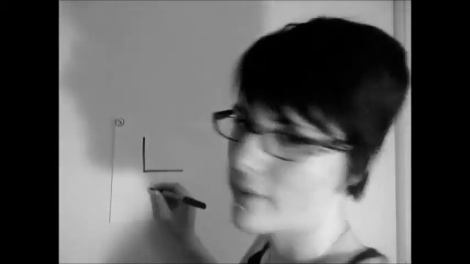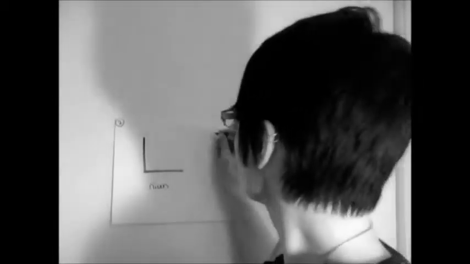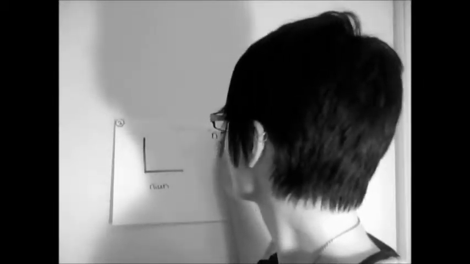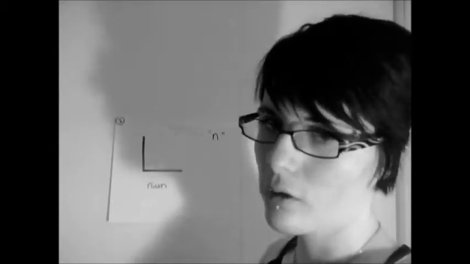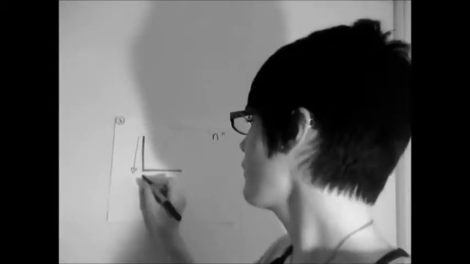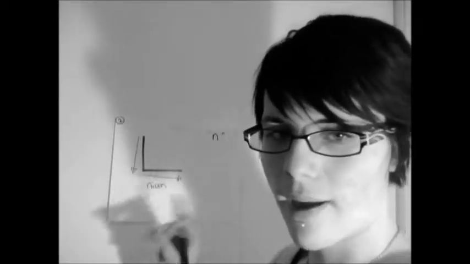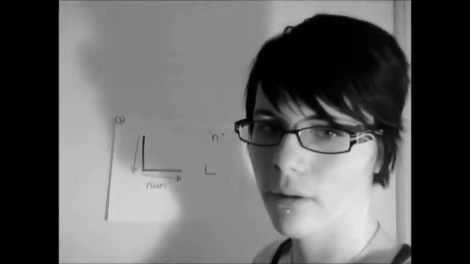Okay, so the second letter is Nieun. In Romanization, you spell it like this. Nieun says N. So the way you write Nieun is down and then to the right. So it's kind of like a squished L. Like that. Nieun.